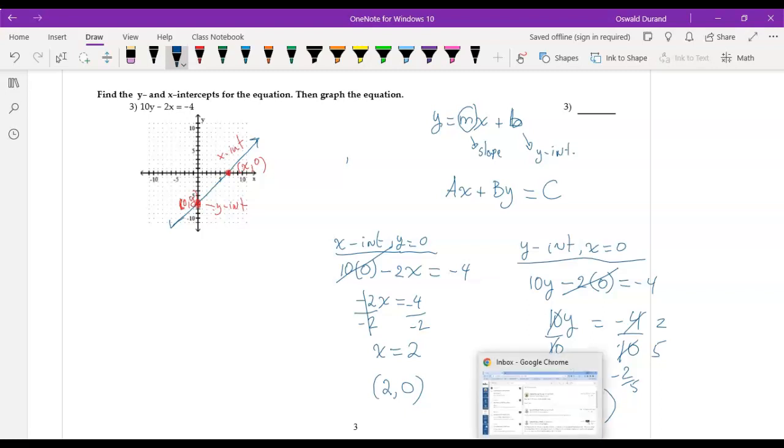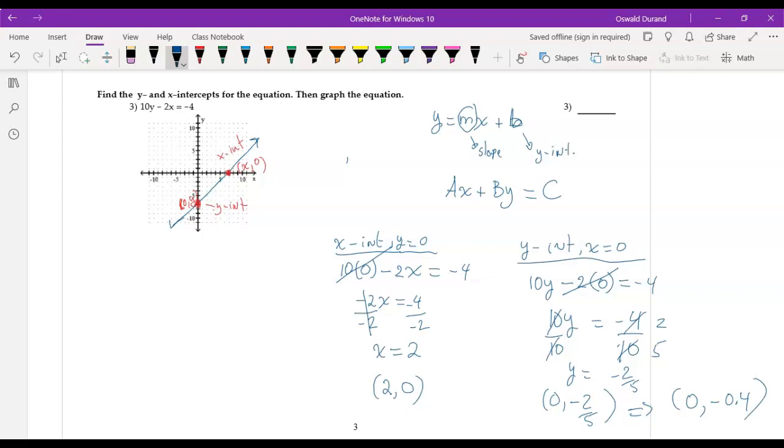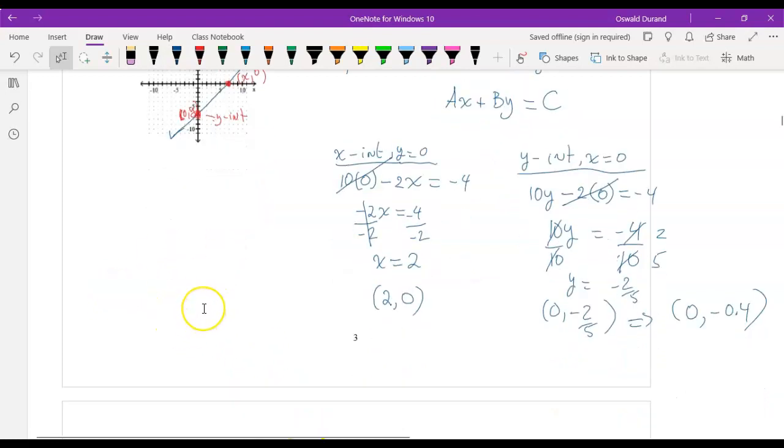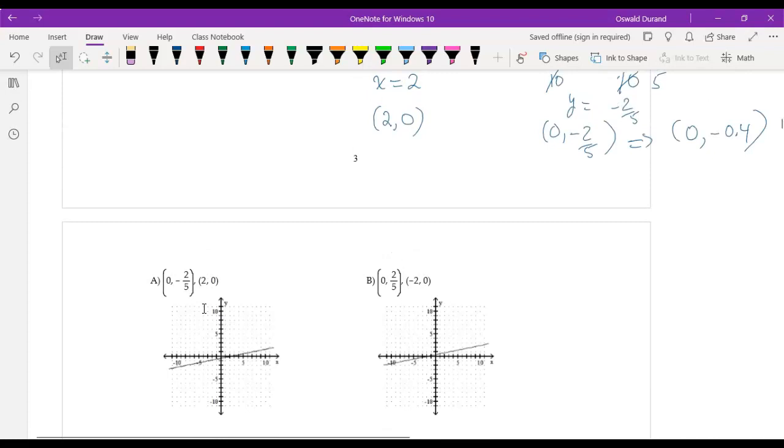Let me see. 2 divided by 5 is 0.4, so it's negative 0.4, approximately. Okay? All right, so we have our 2 points, and we know that our slanted line is going to go through those 2 points. So let's find them, right?